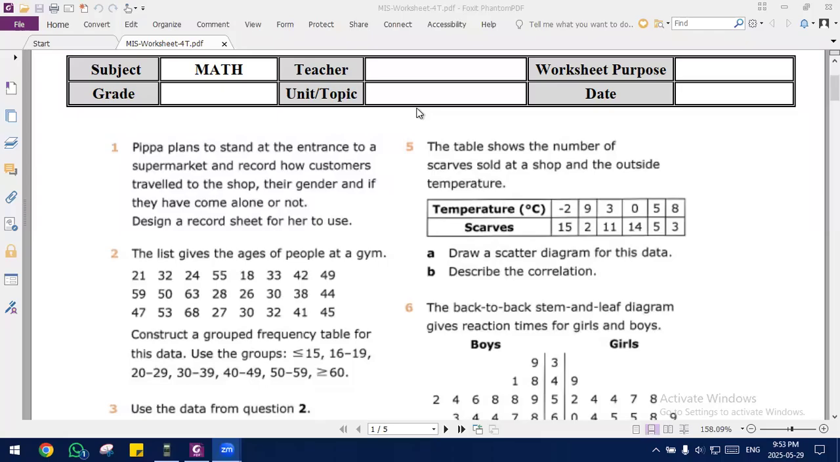Dear student, in this video, I'll be solving the revision sheet for grade 8 final exam math. Let's start with question 1.